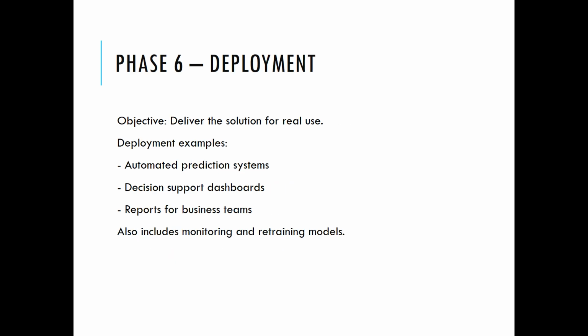If the model passes evaluation, we move to phase 6, deployment. This is where the model finally starts generating value. Deployment can look very different depending on the project. It might be a real-time API like a system that automatically approves or denies credit card transactions in milliseconds. It might be a dashboard that updates every night so marketing managers can see the latest customer segments. Or it could be as simple as a PDF report that goes to the sales team every Monday morning.